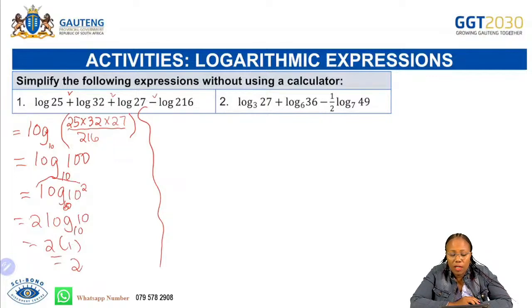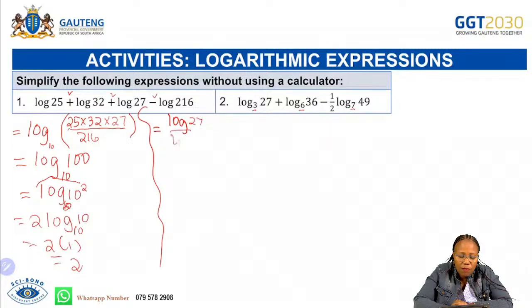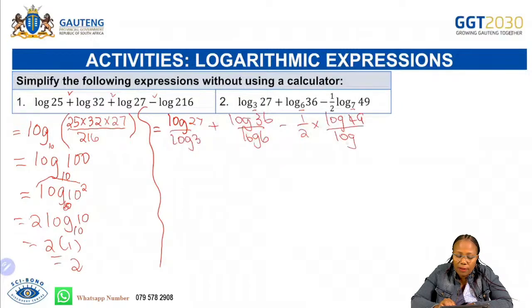And then now the next one, the challenge is the base is 3, is 6, is 7. That means the minute you have different bases, it's the change of base method. So this will be log 27 over log 3 plus log 36 over log 6 minus half multiplied by log 49 over log 7. Continue now. 27 is 3 to the power 3. It will be 3 log 3 over log 3.